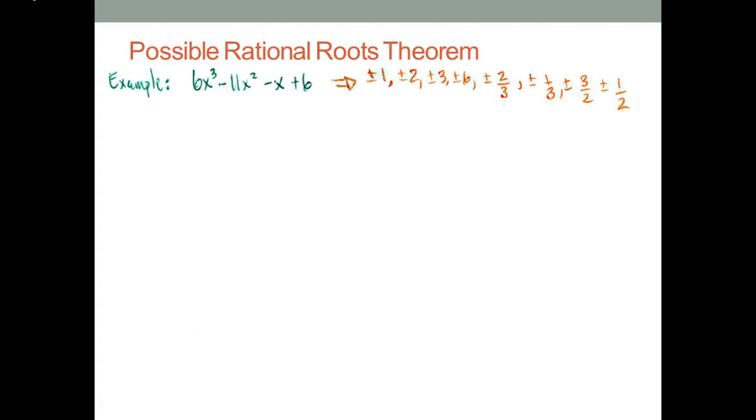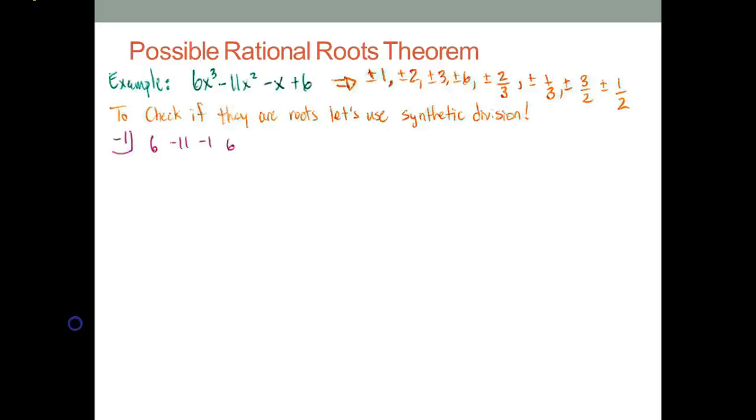So let's take a look at this example, and I'm going to check to see if any of them are roots. The easy way we learned in section 3.3 is by using synthetic division. So I'm going to check -1 and bring down the 6, multiply and add, and I can already see when I multiply -1 times 16, this is not 0. So it's not a root. Again, these are just possible rational roots. So let me check 1.